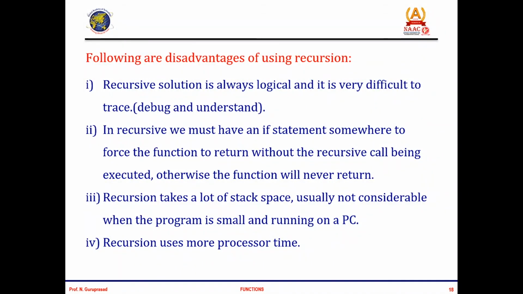Second, in recursion, we must have an if statement somewhere to force the function to return without the recursive call being executed. Otherwise, the function will never return. So that's what you have seen in the factorial program, right? If you try to recollect the statements that we have written in the definition part, we said if x equal to 1, return 1, right? So that if statement was forcing the function to return.